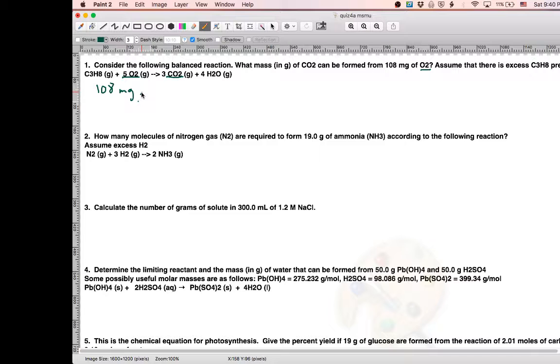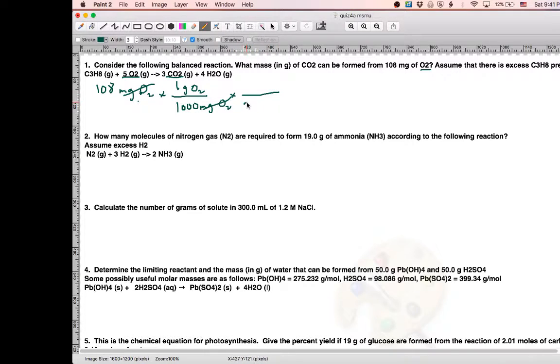108 milligrams of, what is this? This is oxygen, folks. Oxygen. Times. In order to convert this to moles, I need to convert this to grams first. So there are 1,000 milligrams in 1 gram. This is oxygen still. You see the milligrams of oxygen canceling out there? Woo! And now the grams of oxygen.